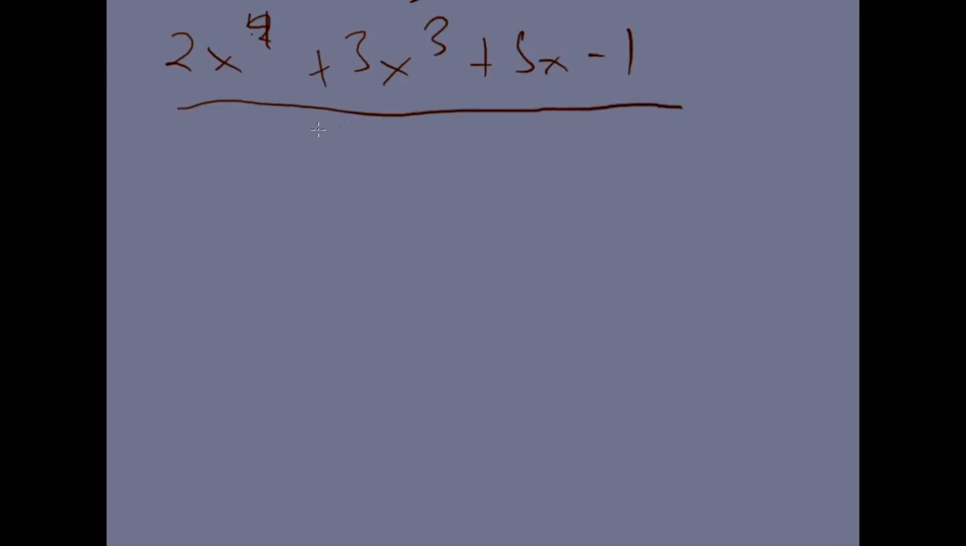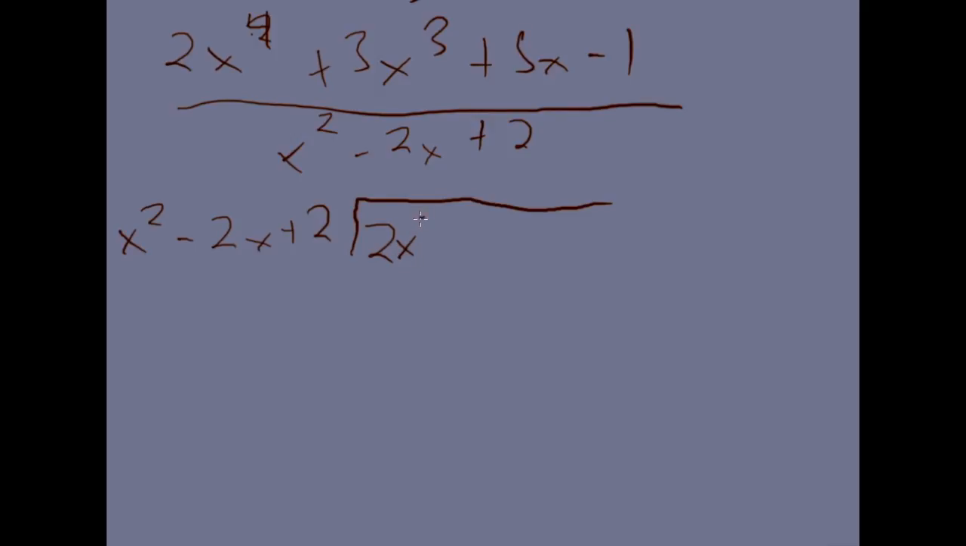All right, so if you remember, we had 2x to the fourth power, sorry. This is the fourth power, plus 3x cubed plus 5x minus 1, and it was all divided by x squared minus 2x plus 2. Okay, so we're going to set it up just like regular long division. x squared minus 2x plus 2, and then put this thing up here.